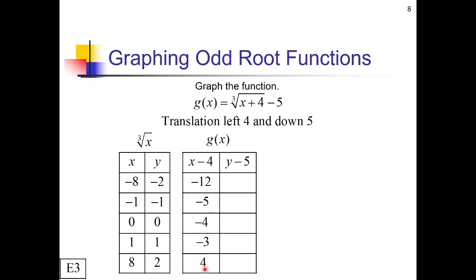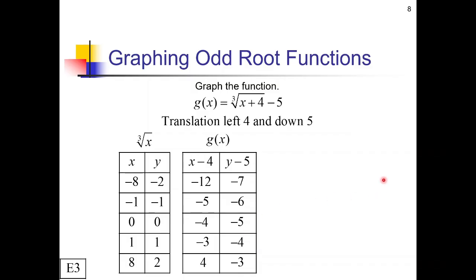And 8 minus 4 is 4. For the y values, we have -2 minus 5 is -7. -1 becomes -6. 0 is now -5. 1 minus 5 is -4. And 2 minus 5, -3.